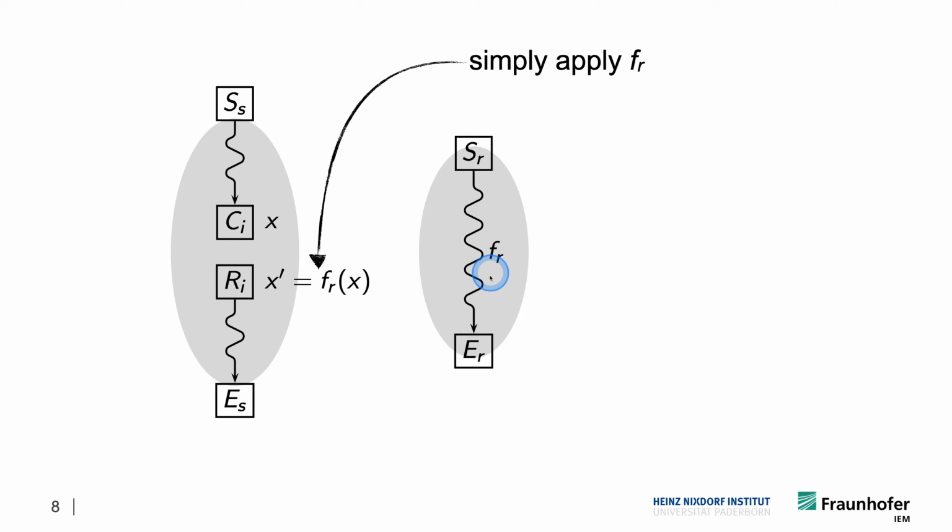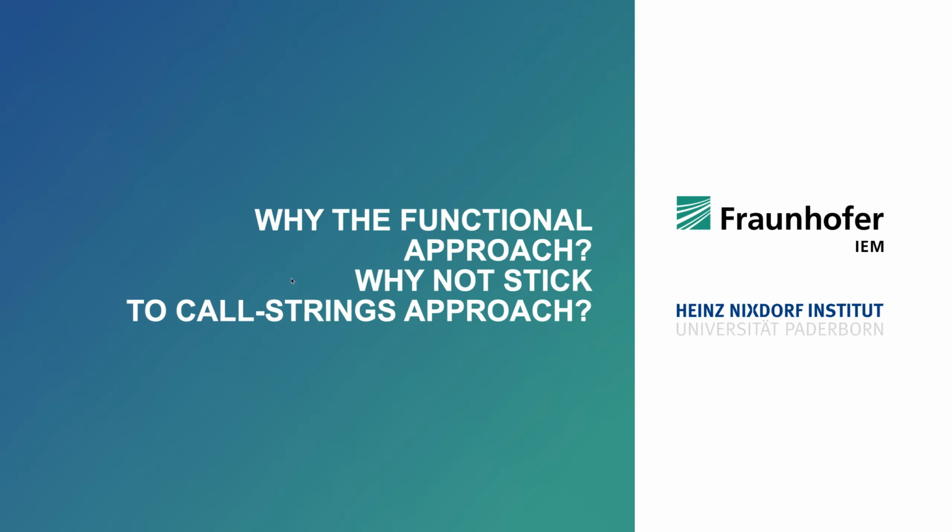And if I've pre-computed this fr and I can simply apply it at every call site of R, then the analysis will be accelerated quite a bit, right? Because you can simply reapply the summary function in every other calling context. And that's quite different from the call strings approach.